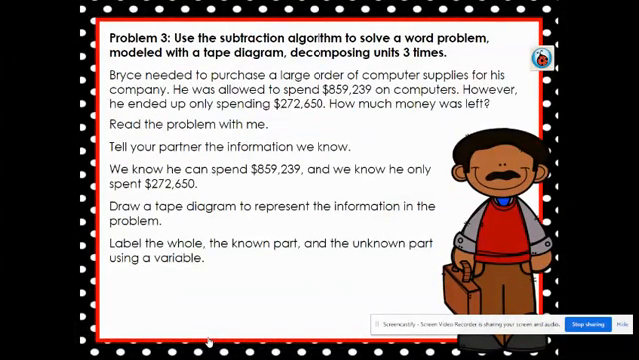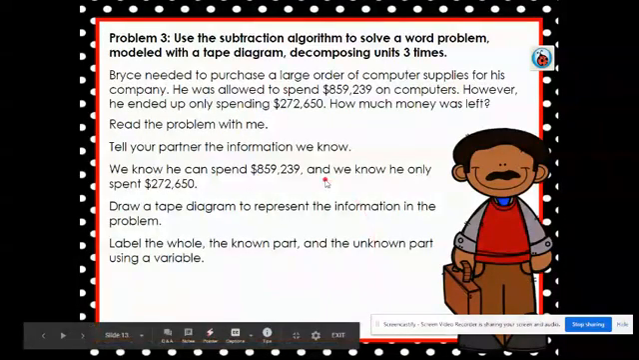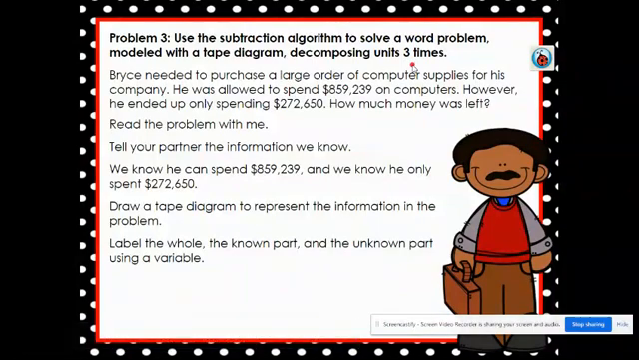All right, so now we're going to use the subtraction algorithm again. We're going to have to decompose 3 times, and we have a word problem to boot. So we're going to have some known parts and some unknown parts. Bryce needs to purchase a large order of computer supplies for his company. He was allowed to spend $859,239 on computers. That's a lot of money on computers, right? So that's his budget. That's his big total. That's his total amount.